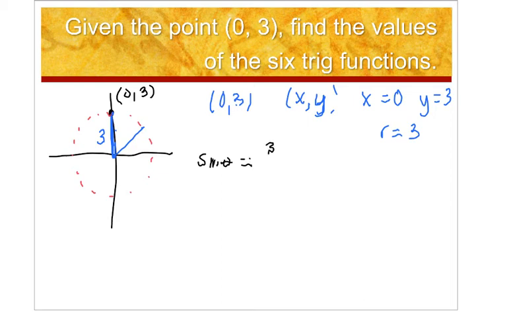So y is 3, r is 3, so that simplifies to 1. While I'm here, I'm going to talk about its reciprocal. Cosecant theta would also be 3 over 3, so it also is 1.